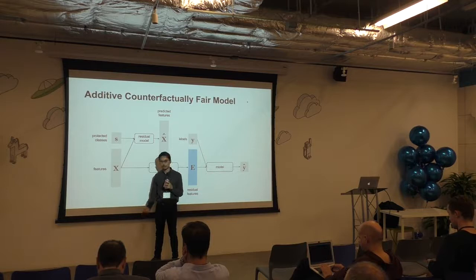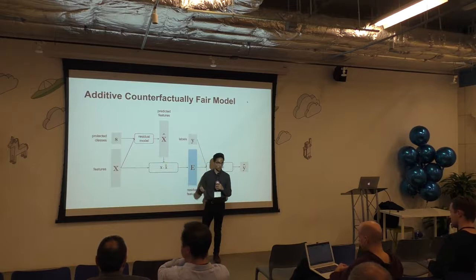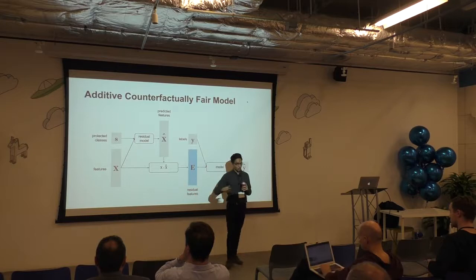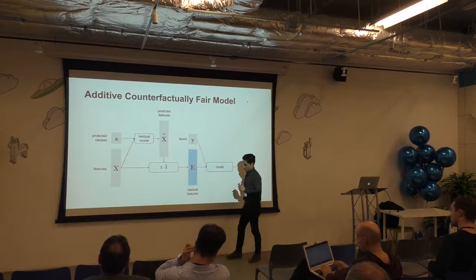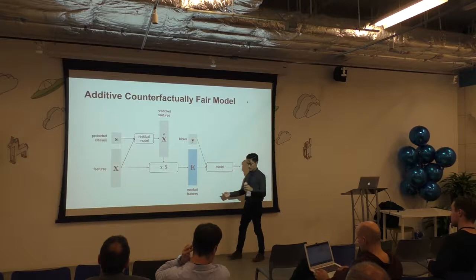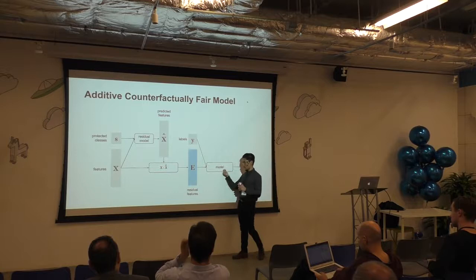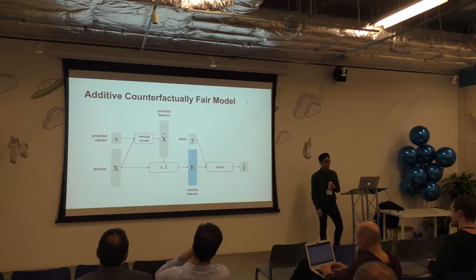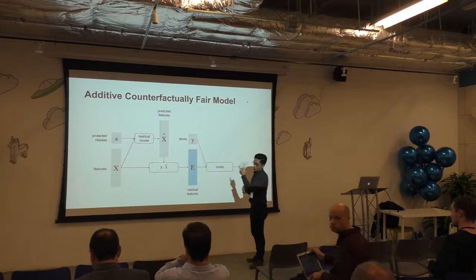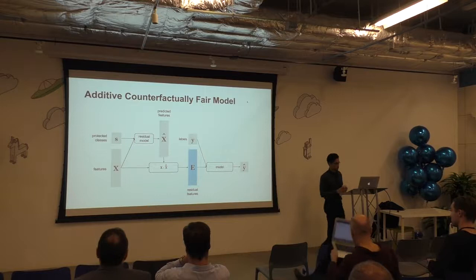You get some kind of reconstruction of your initial features X, and you do this operation: you scrub your initial features of these correlations, removing them from your original features. And you get this capital epsilon, or E. These are what people call residual features that are, in theory, scrubbed of the correlations between your inputs and your sensitive feature. Then you train any arbitrary model on them, and you get your prediction. This entire system is the additive counterfactually fair model. The interesting thing I want to note is that you can use any arbitrary number of protected classes, so you're not limited to just one.